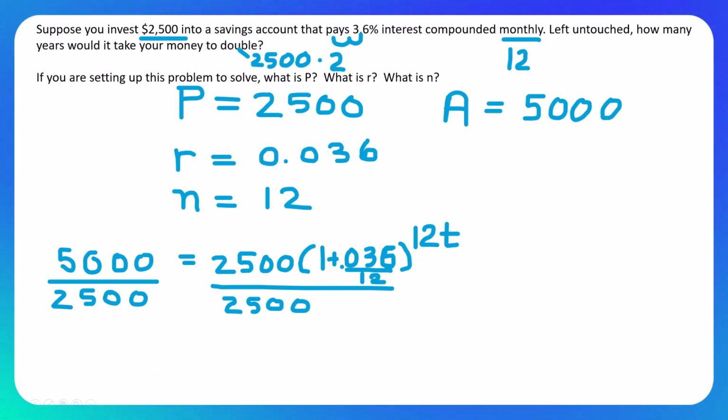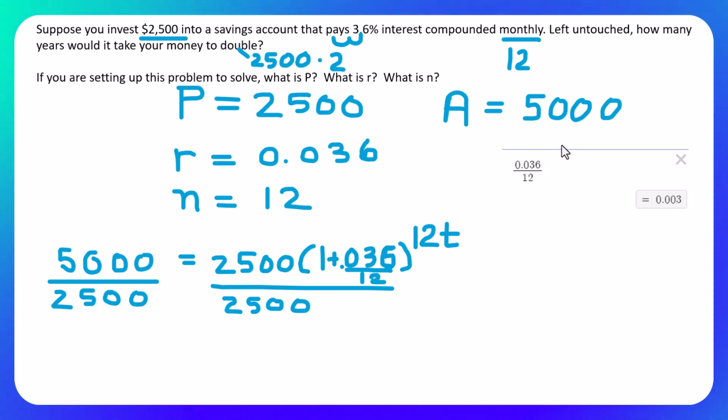All right, setting that up. We're going to have $5,000, our total amount, equals $2,500, the initial amount, times 1 plus the 0.036 divided by N, which is 12, to the N times T. We don't know T. We have to leave that variable. And then I divided both sides by 2,500, so this would cancel. $5,000 divided by $2,500 is 2.